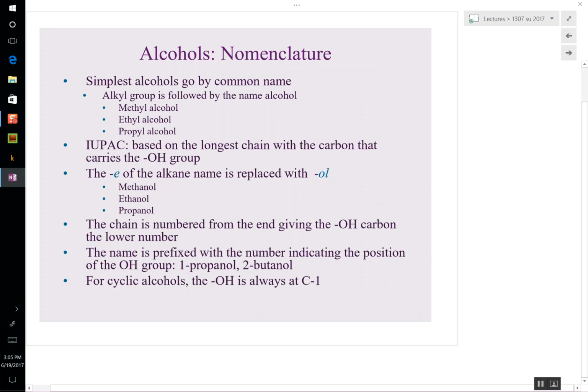Okay, that's kind of properties. That comes under the heading of what are the properties of alcohols. Now, let's start talking about the nomenclature. How do you name alcohols? You get the longest chain.